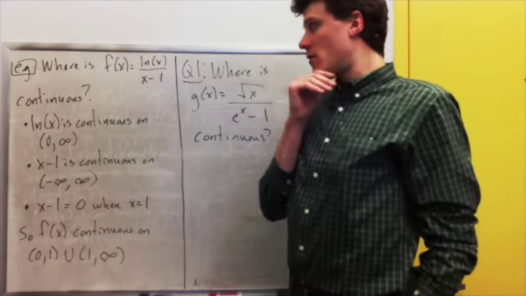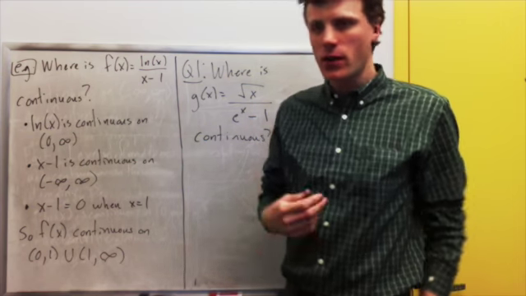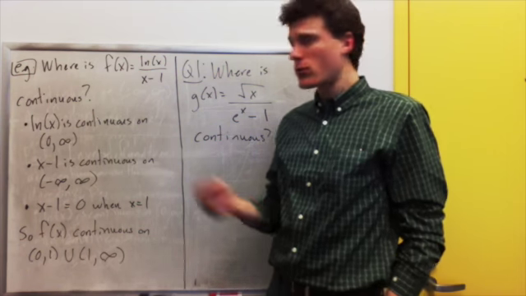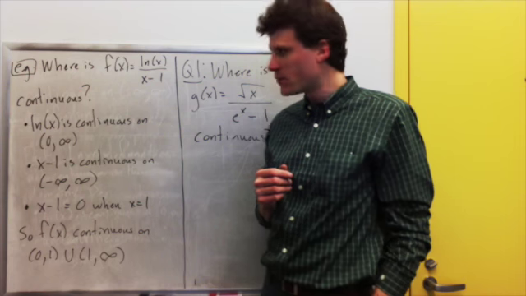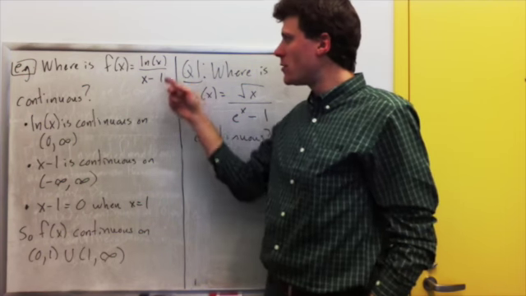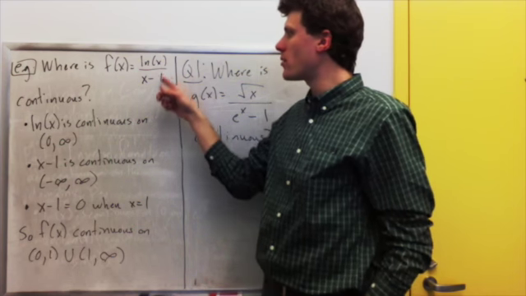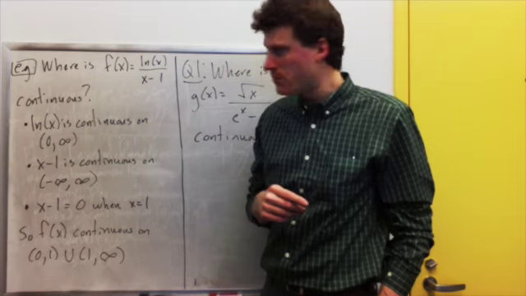So now we can figure out where functions that are built up out of all of our basic functions and the arithmetic operations are continuous. So for example, where is log of x over x minus 1 continuous? Well, I have a ratio of functions, and I know that it's going to be continuous wherever both of them are continuous, but also where the bottom guy is not equal to 0.